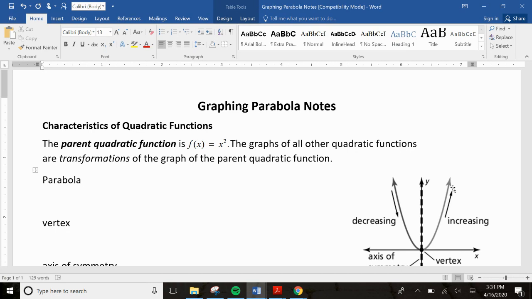Parabolas are a little bit different than linear functions because if you notice here, parabolas change direction. So if we read this from left to right, I can see that as x gets closer to 0, in other words, when x is negative, this parabola is decreasing. Then I get to this point, which we'll talk about in a minute, the vertex, and I can see that it makes the parabola change direction. So this vertex is the point where the parabola changes direction. So when x is greater than 0, when x is positive, I can see that my parabola is actually increasing.